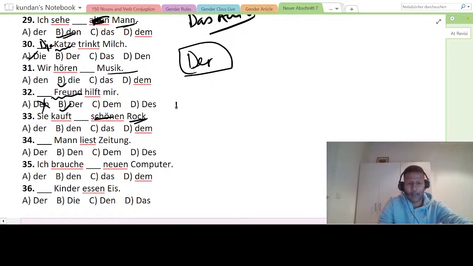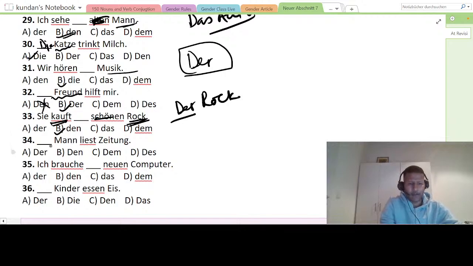Skirt. Yeah, so this is their rock. Yeah, but this is what? Accusative. What she purchases? Kaufen is to purchase. What she is purchasing? This rock, right? So this der will change to den. So the right answer is B.